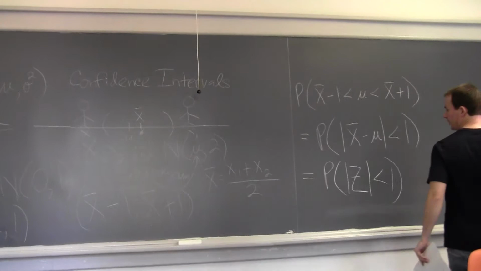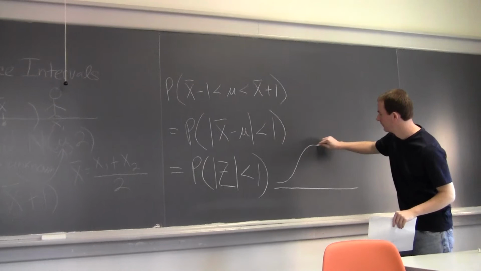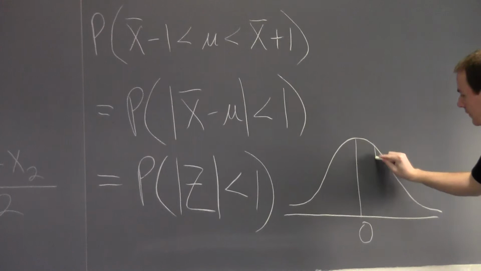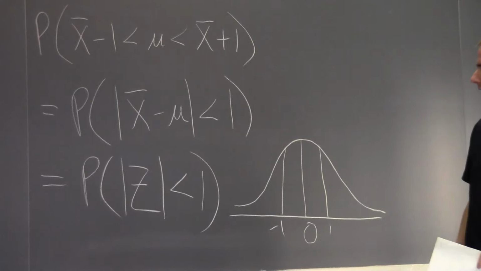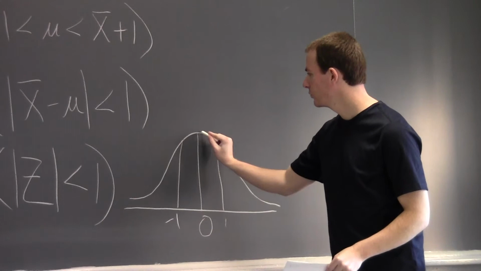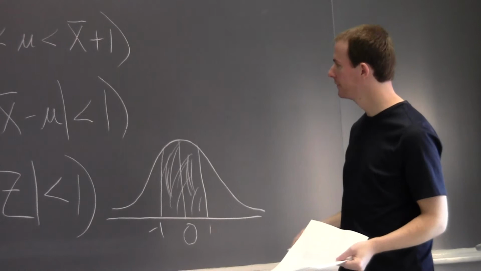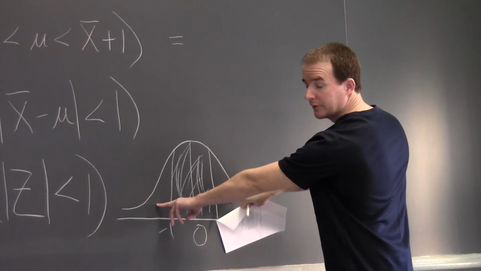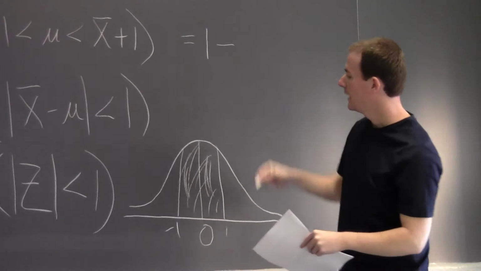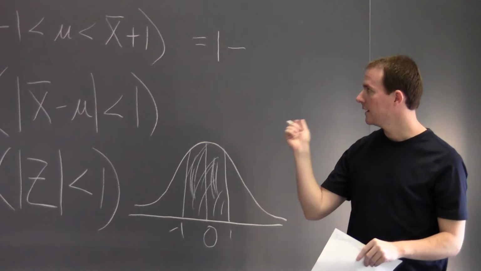I'm going to draw the curve to illustrate what that means. What we're asking is the chance that the absolute value is less than 1, or in other words, the chance that Z is between negative 1 and 1, in this shaded region. If you take off these two tails, you're left with the middle part. The whole area of the curve is 1, and if you subtract off the two tails, it's going to be this middle part.